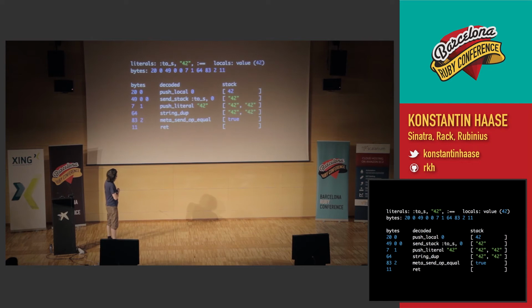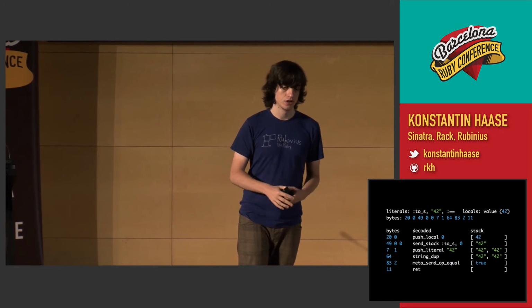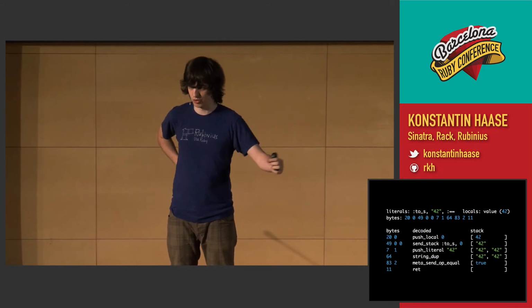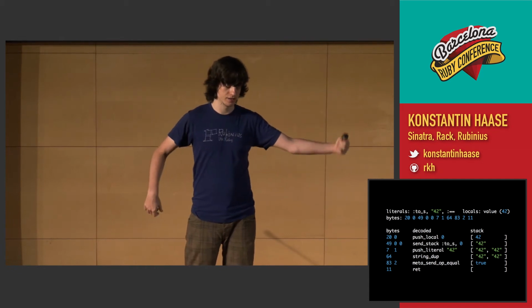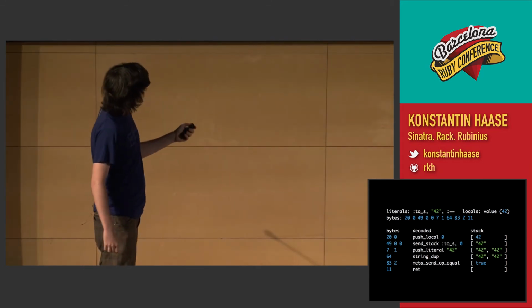And the next instruction is 7, which means push literal. So the second literal, which is 42, will be pushed onto the stack. So we now have 42 and 42 on there. Also, it's going to call dup on that literal. Like this literal is really the string 42 in the method body. And imagine returning that, and every time you call the method, the string has to be duplicated, because otherwise if you modify it, you would also modify it for any subsequent call to the method. So that's why this is happening.